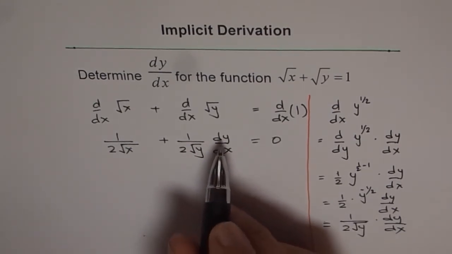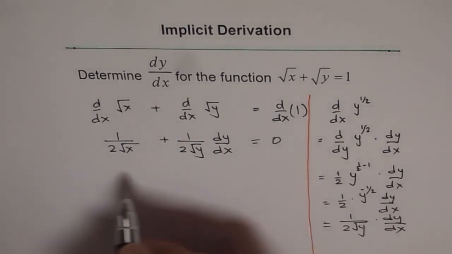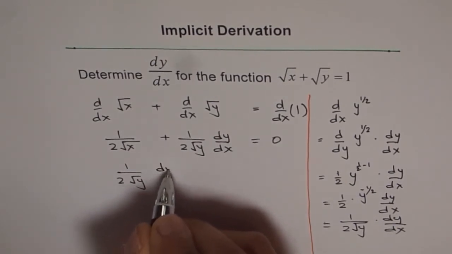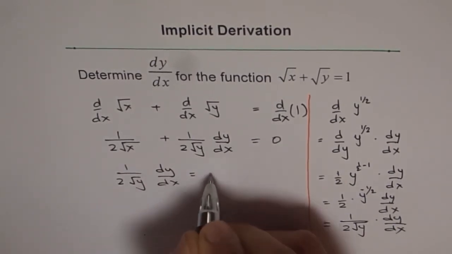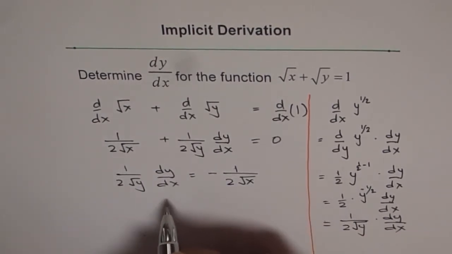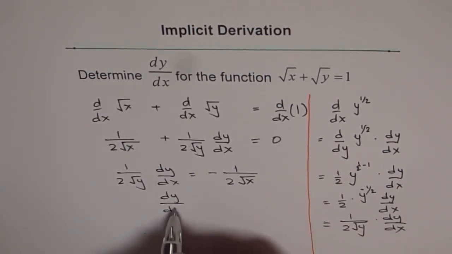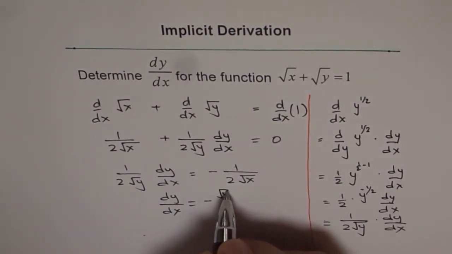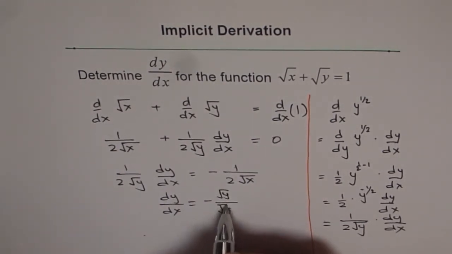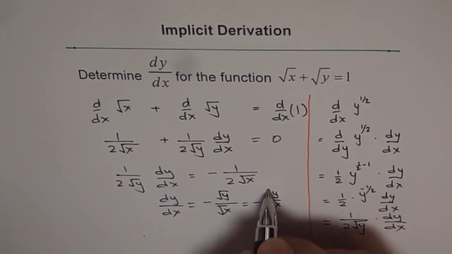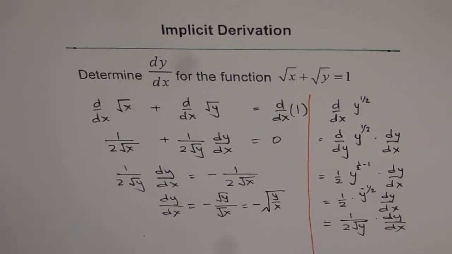Now here we can isolate dy/dx, so that means 1 over 2 square root y times dy/dx equals minus 1 over 2 square root of x. Now from here we can simplify and get dy/dx equals minus square root of y over square root of x, or minus square root y over x. So that is our solution for the given equation.